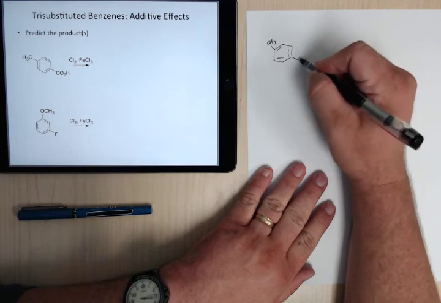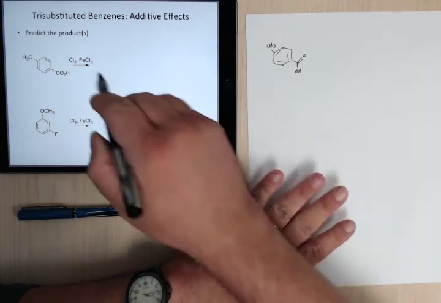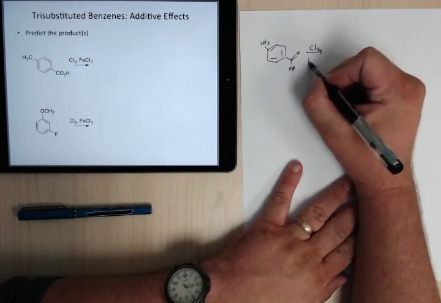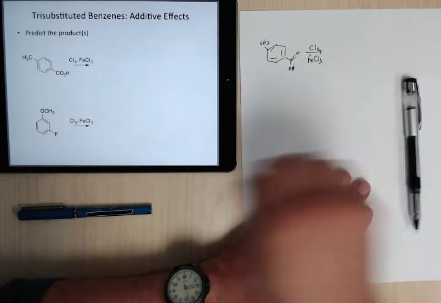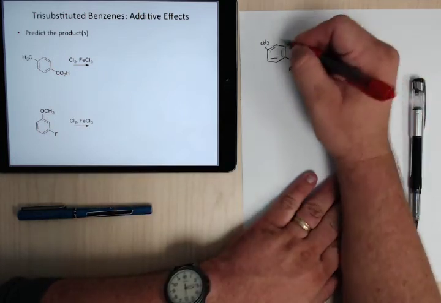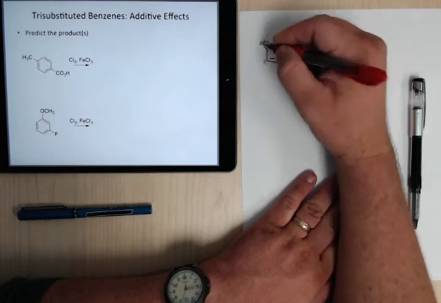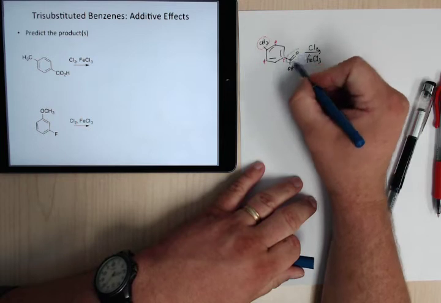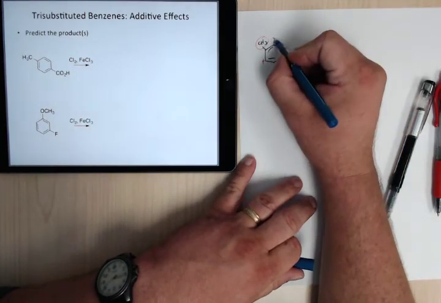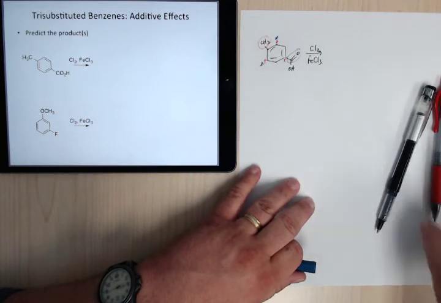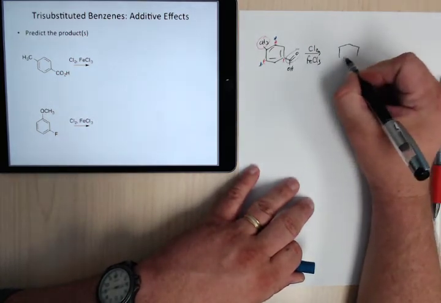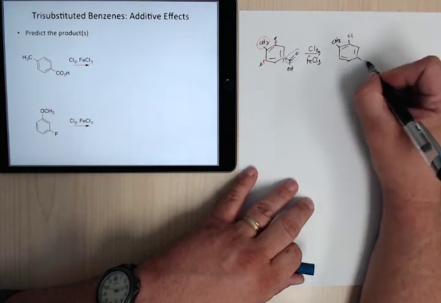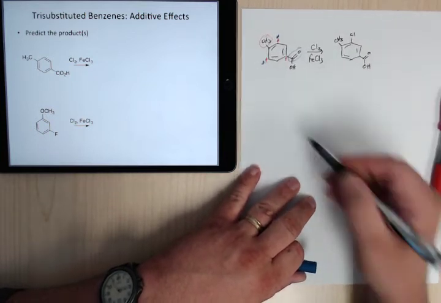So carboxylic acid looks like this. I want to get you guys used to seeing it as CO2H. So we're going to add chlorine. This one is an alkyl group, so it's ortho. This one here is a C double bond O, so that's a meta director, so it's going to go here and here. They're both reinforcing to the CH3, so chlorine goes here. So that's what you need.